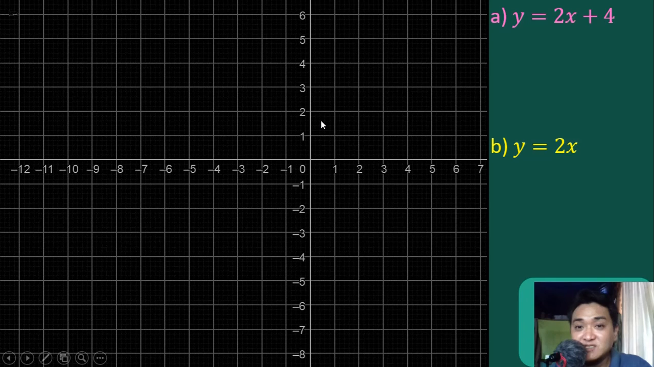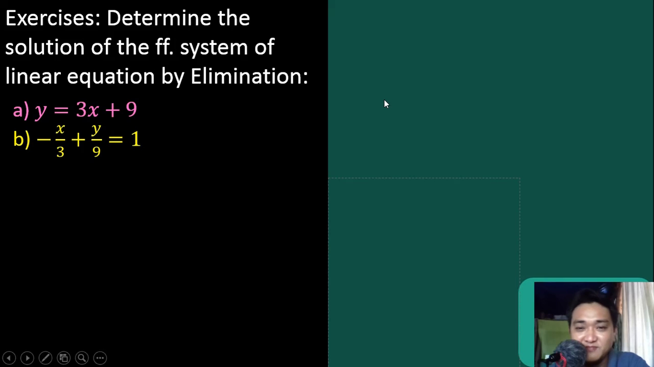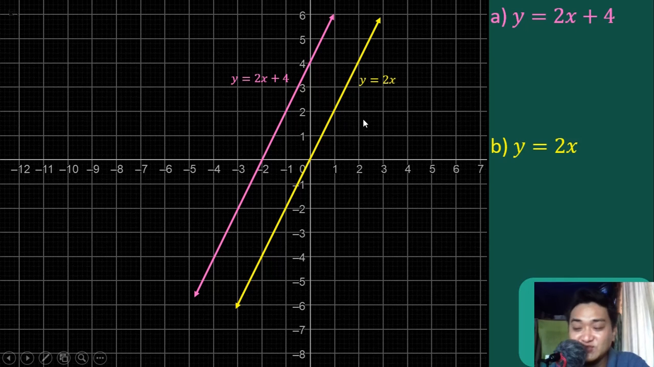Sige nga, check nga natin yung graph nilang dalawa. Ayan. So, the graph of y is equivalent to 2x plus 4 is this pinkish line here. And the graph of y is equivalent to 2x is this yellow line that intersects at 0, 0. Yung kanyang y-intercept. Ano po? And they are perfectly parallel to each other. Meaning, wala silang solution. Ayan po.